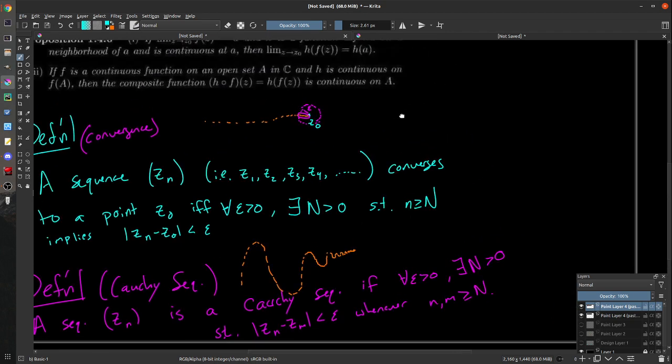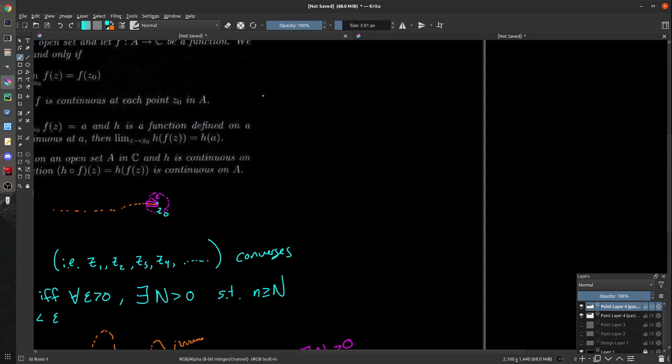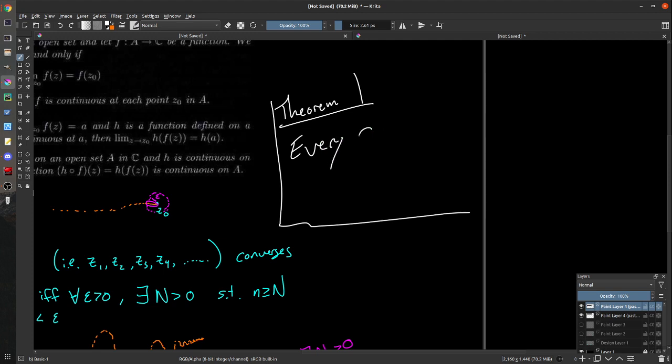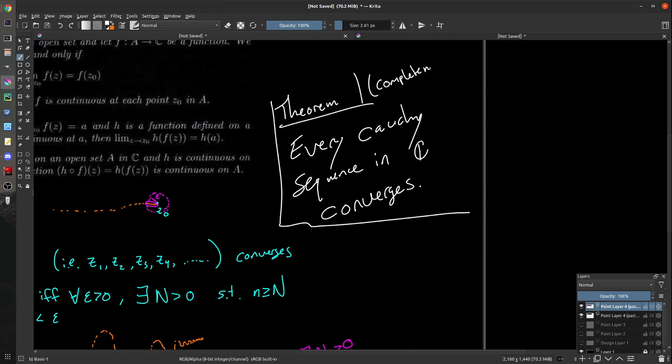This is a big, important fact in your book. It doesn't bother to mention it as a theorem, but it is similarly important that it should be stated as one. Although then maybe they would have to prove it, and we won't. So this is a fact stated as a theorem, and we won't prove it. But every Cauchy sequence in the complex plane converges. This is the so-called completeness of C. So the complex numbers are complete.